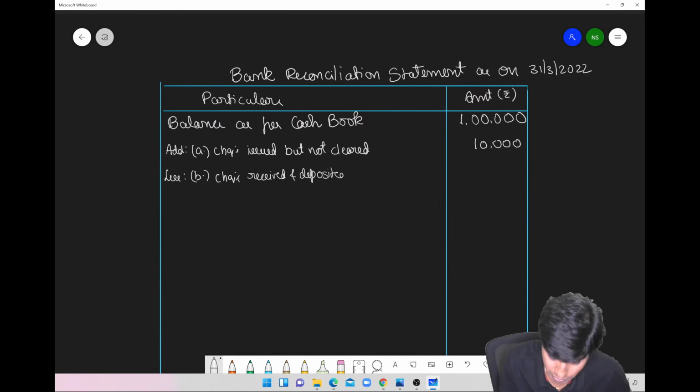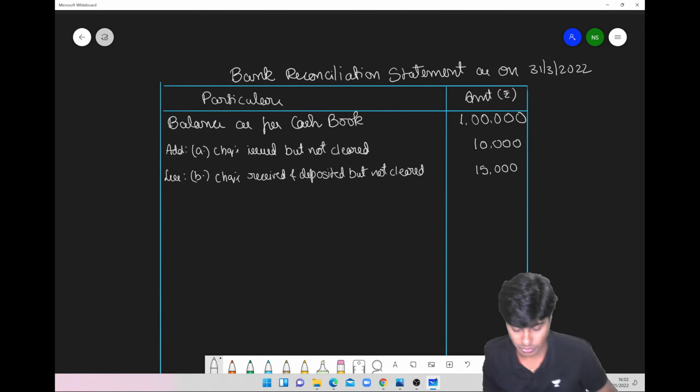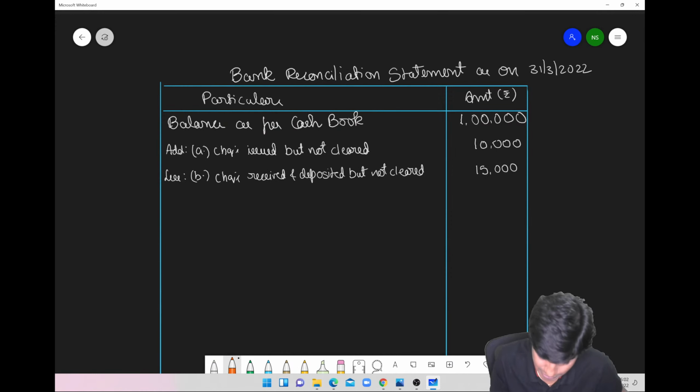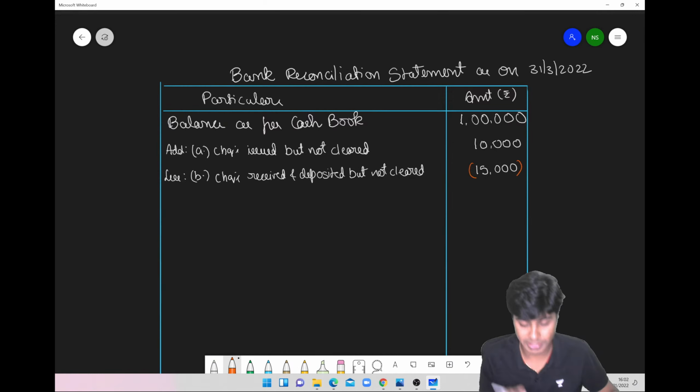Checks received and deposited but not cleared, 15,000, and this has to be deducted. I hope you guys understood.